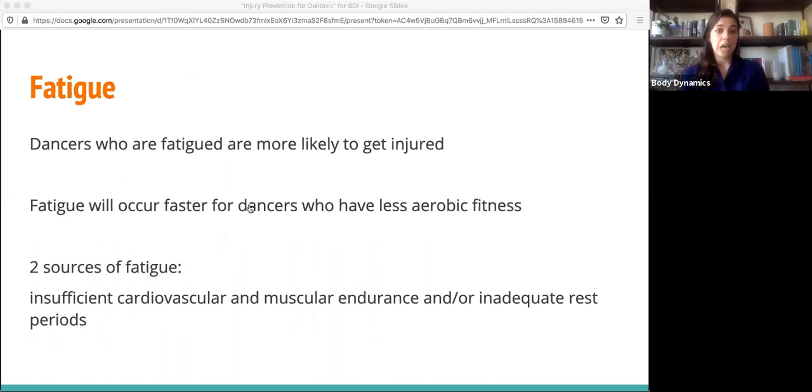Fatigue is related to that. So dancers who are fatigued are more likely to get injured, and fatigue will come on faster for dancers with less cardiovascular fitness. So fatigue can come from a couple of sources. It can come from not having enough cardio endurance or muscle endurance to meet the demands of your dancing. Fatigue can also come from not having adequate rest periods. This is a bigger problem for dance in particular, since it's a year-round sort of practice, I guess, as opposed to sports that sort of have on and off seasons.